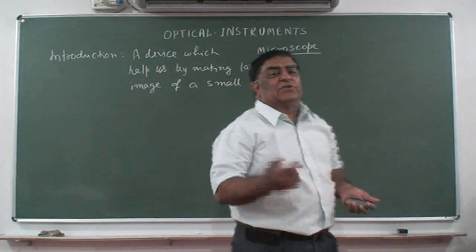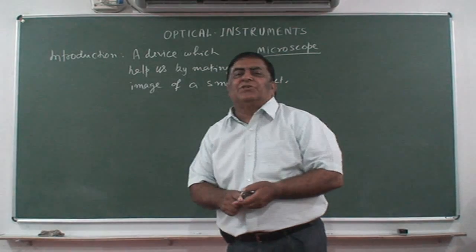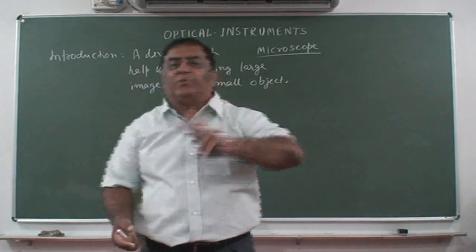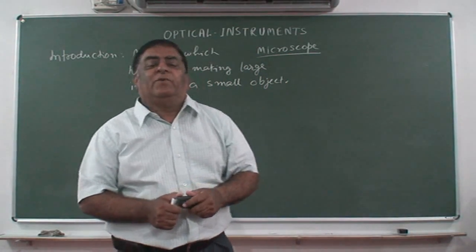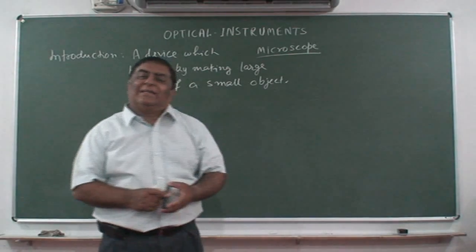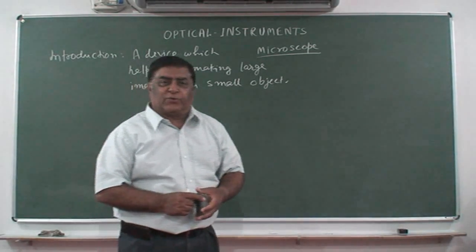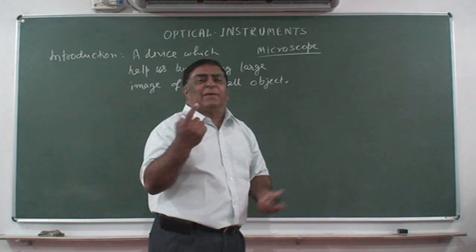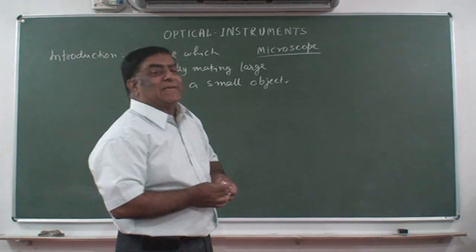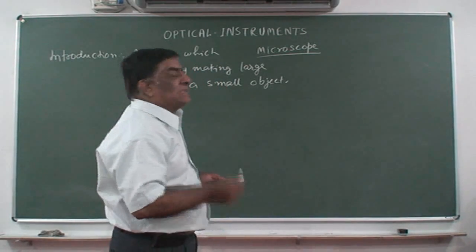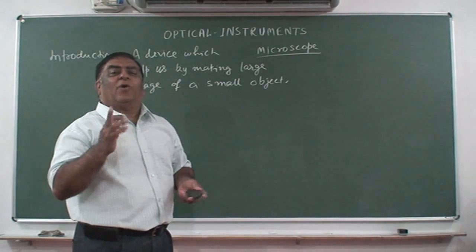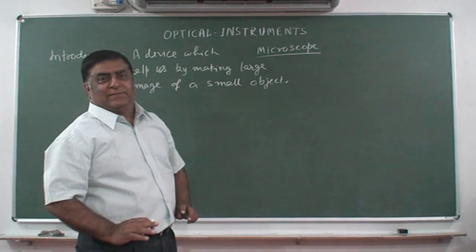Now, what is the construction of a microscope? In construction of a microscope, we will observe there are two types of microscopes. One we will call simple microscope and another will be compound microscope. First we will take a simple microscope. What is a simple microscope? Simple microscope is only a convex lens.